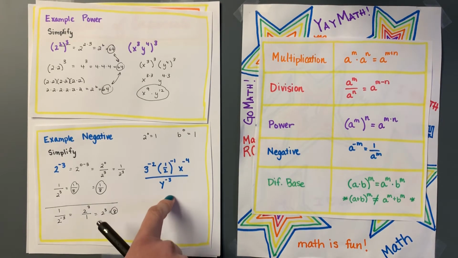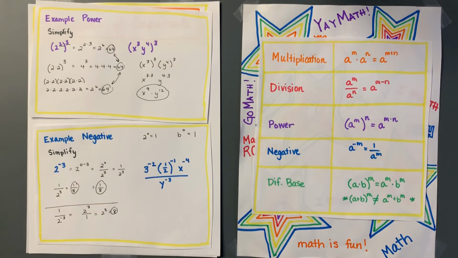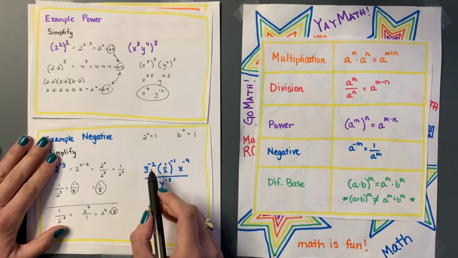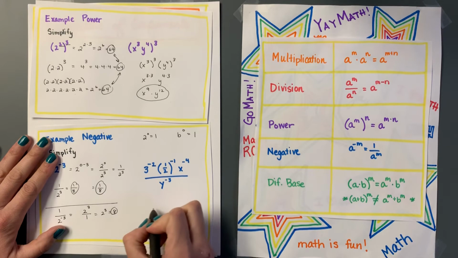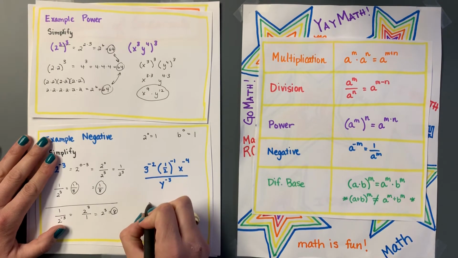So let's look at this example over here. So I have 3 to the negative 2 times 1/2 to the negative 1 times x to the negative 4 divided by y to the negative 3. I have a lot of negative exponents here. I want to first deal with the negative portion of all of these. What a negative exponent means is if it's in the numerator, it should be in the denominator. If it's in the denominator, it should be in the numerator.